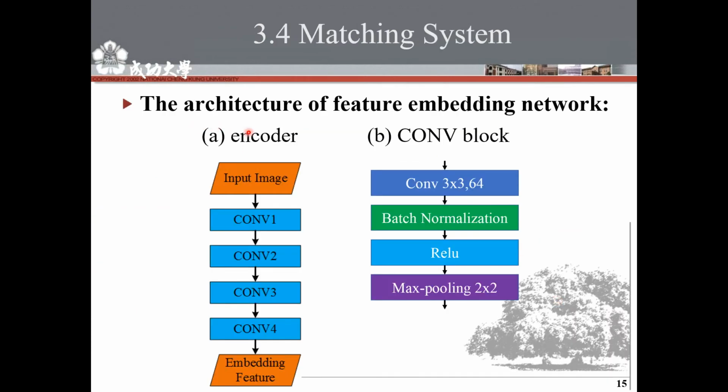And the picture on the left is the architecture of our feature embedding. The input image will output an embedding feature after 4 identical blocks, and the structure of the blocks is shown on the right. It consists of a 3x3 convolution layer, a batch normalization layer, and a max pooling layer.